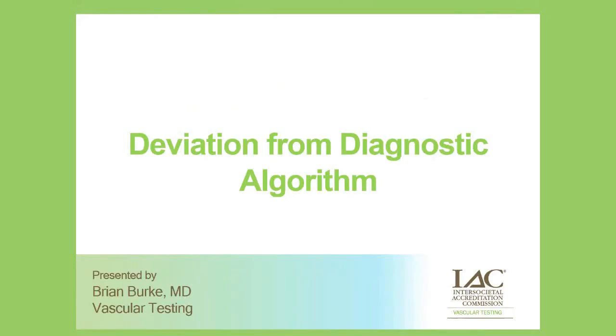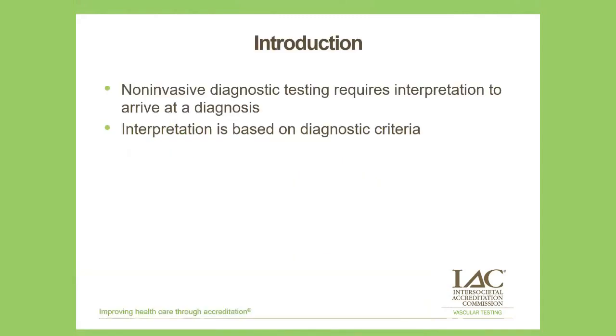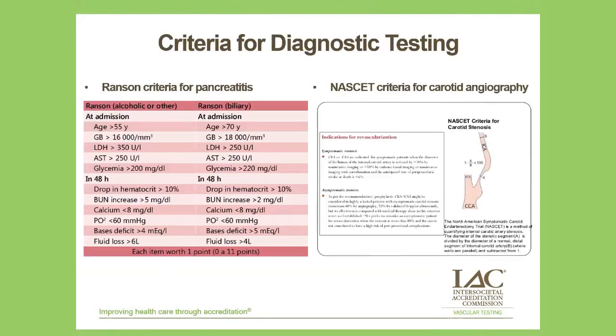I'm from the Vascular Testing section of the IAC, and my presentation is entitled Deviation from Diagnostic Algorithm. So what do we mean by this? Non-invasive diagnostic testing requires an interpretation to arrive at a diagnosis. Such interpretations are based on diagnostic criteria. The use of criteria like this is common in medicine. A couple of well-known examples I've given here.